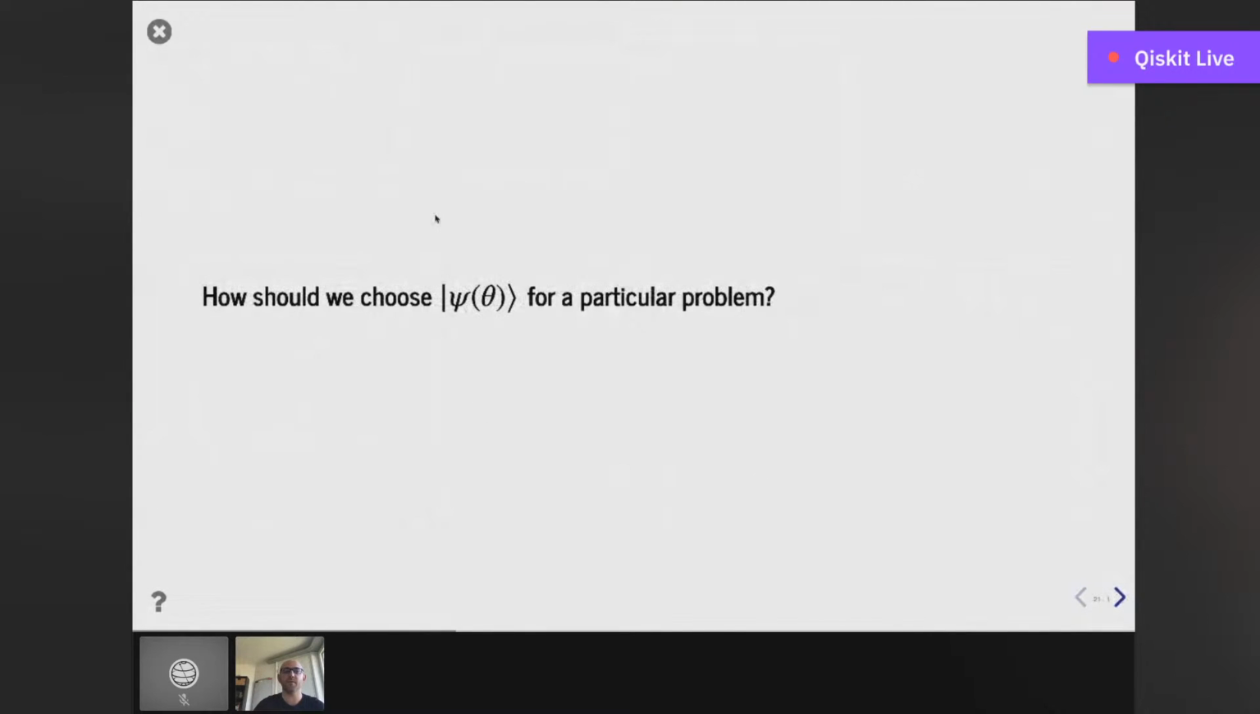But in general, it's not clear how to choose this variational form psi theta for a particular problem. And I'd now like to introduce a very famous algorithm, the QAOA, that has already been mentioned before in a question, and give some derivation why this is a reasonable heuristic and why this might make sense.